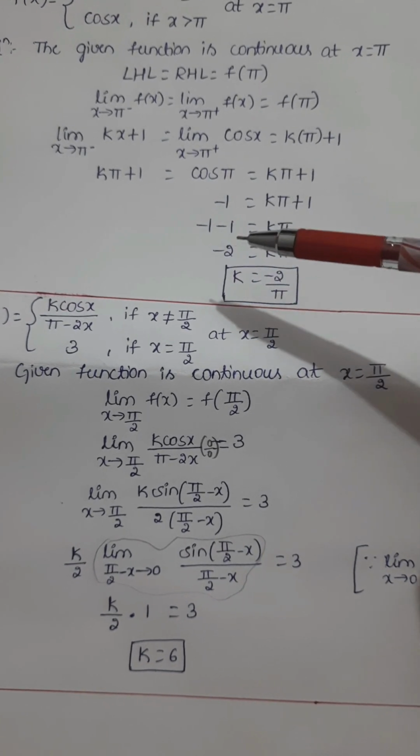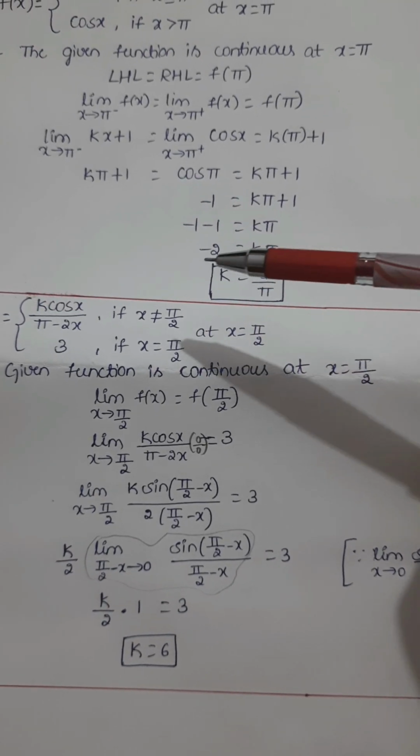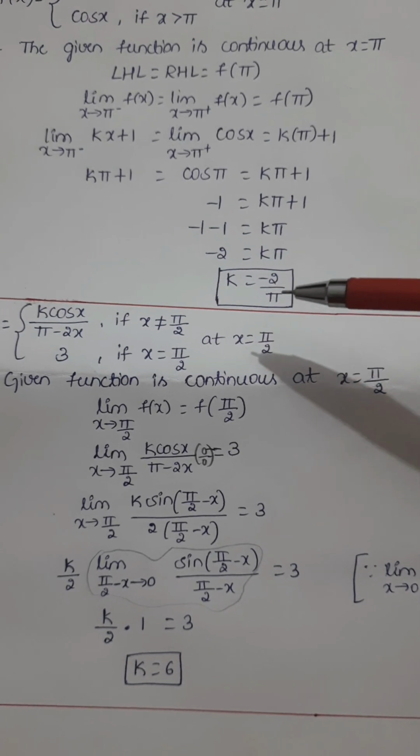Shift plus 1 to LHS. So minus 1 is equal to k pi. Minus 2 is equal to k pi. K is equal to minus 2 by pi.